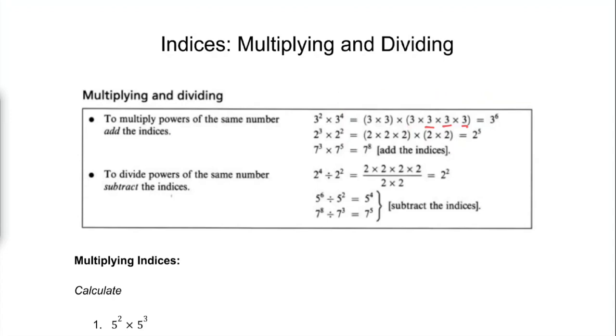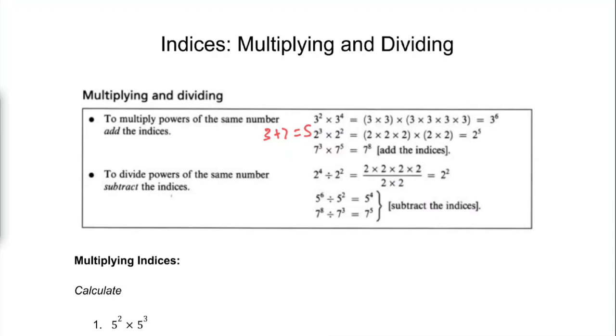Okay, so let's look at this next one. 2 to the power of 3 times 2 to the power of 2. Well, you'll just want to do 3 plus 2, which is 5. So that is going to be 2 to the power of 5. And then finally, 7 to the power of 3 times 7 to the power of 5. 3 plus 5 is 8. It's going to be 7 to the power of 8.